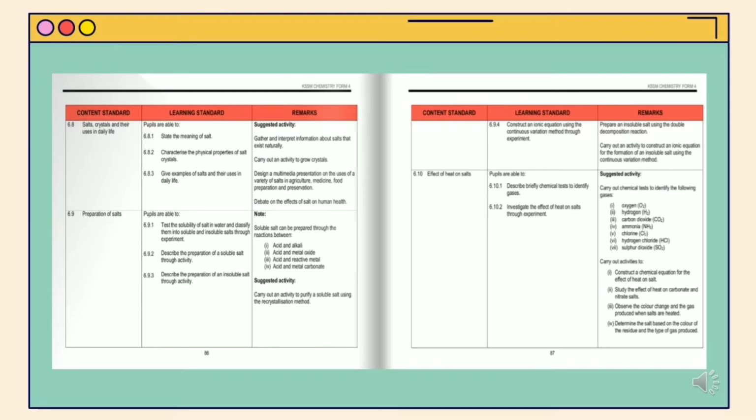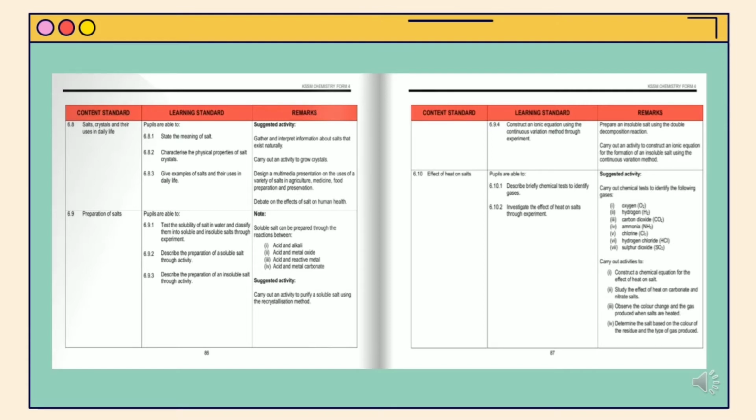6.8, salt crystals and their uses in daily life, has three learning standards: state the meaning of salt, characterize the physical properties of salt crystals, and give examples of salts and their uses in daily life. And 6.9, preparation of salts. There are three learning standards.